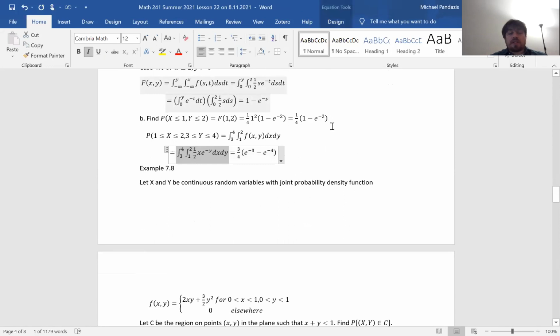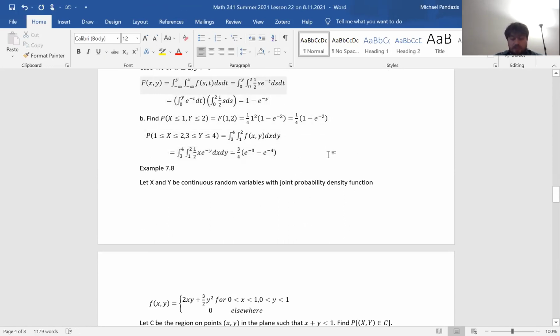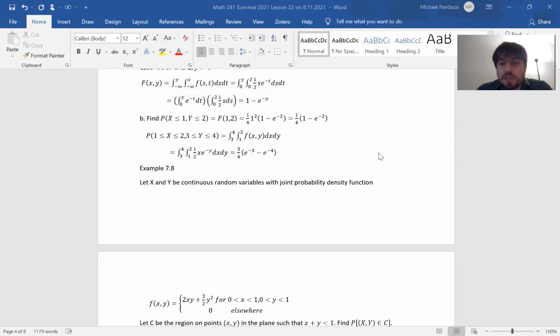Okay, so how do you find this definite, how do you find this double integral? I'll calculate it for you. Let's go to the whiteboard. But this is just review, because calculus is assumed to be known here.